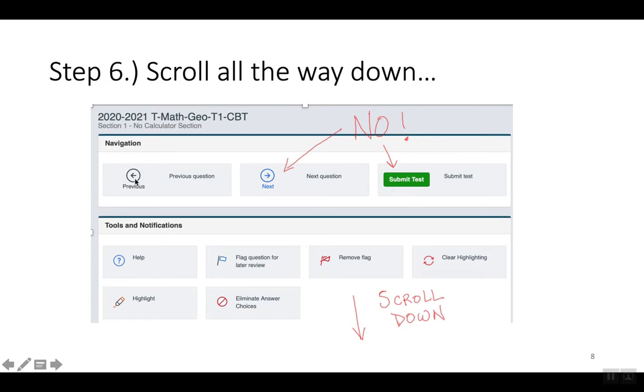That if you want to go to the previous question, you click this button. If you want to go to the next question, you click this one. When you want to submit the test, you click this button. But those are not actual buttons. It's just telling you that's what you do.